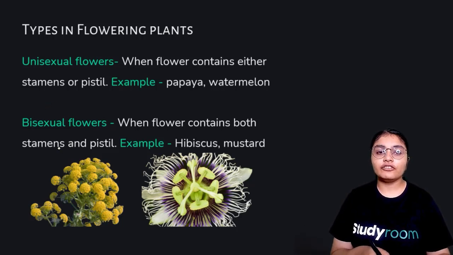And the other kind of flowering plants are the plants which have bisexual flowers. Okay, these plants are known as bisexual plants. So the flowers of these plants contain both stamens and pistils. So they contain both the male reproductive part and the female reproductive part as well, right? And what are the examples of such flowers? The examples of such flowers are hibiscus and mustard.